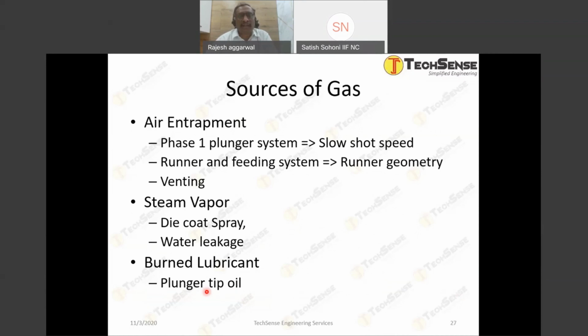One of the sources is the air entrapment in phase 1: plunger speed, that is the slow shot speed, runner and feeding system design, runner geometry, and the venting. The second source of gas is the steam vapor, which mostly comes from the die coat spray, as most of the foundries use water-based die coat spray. The second is the water leakage. And the third source is the burned lubricants, mostly coming from the plunger tip oil.